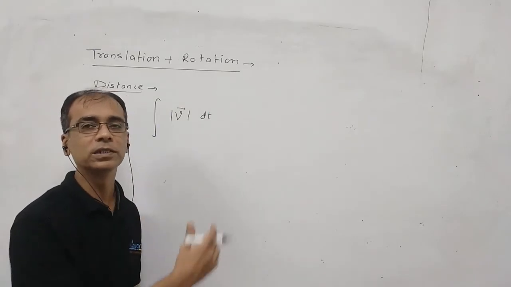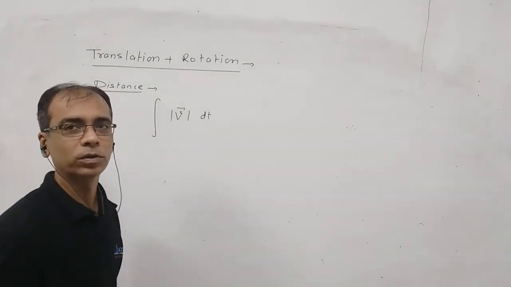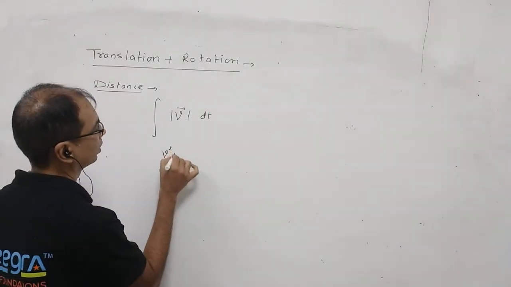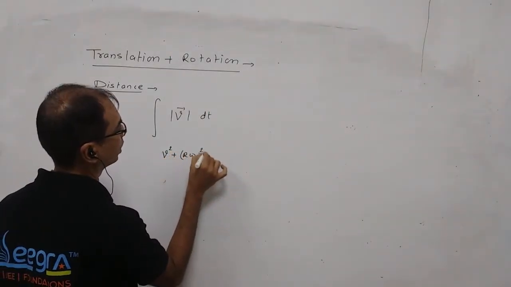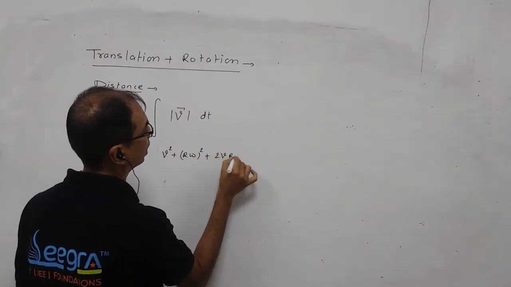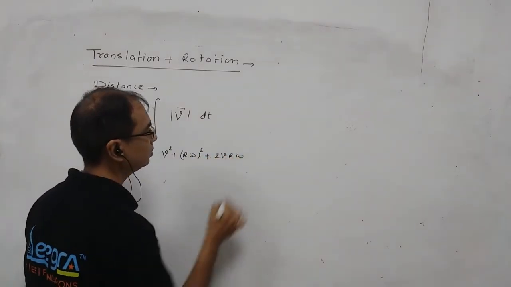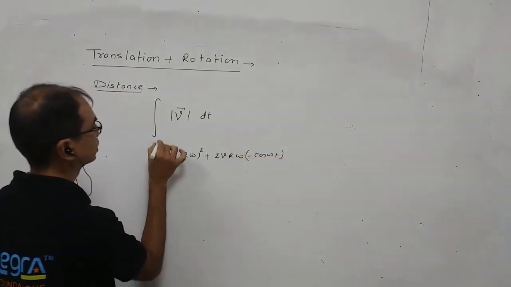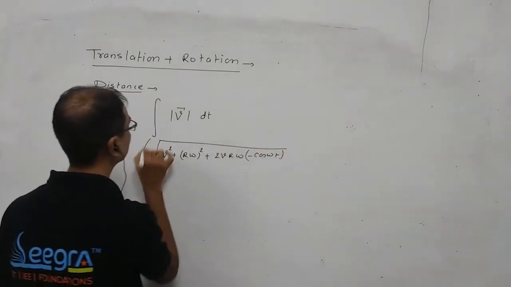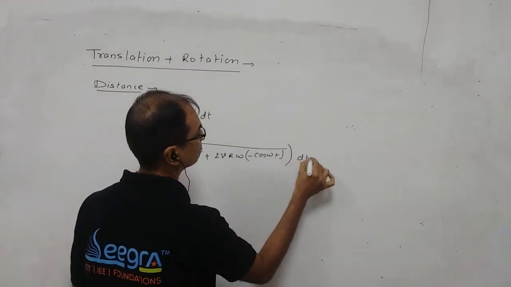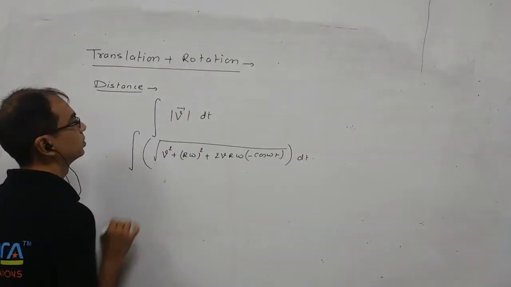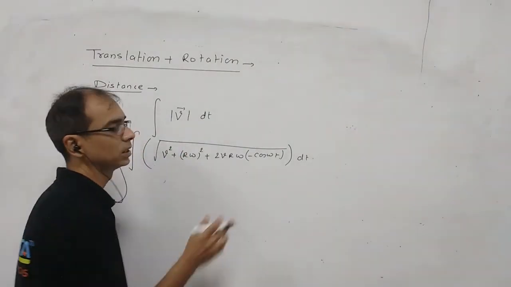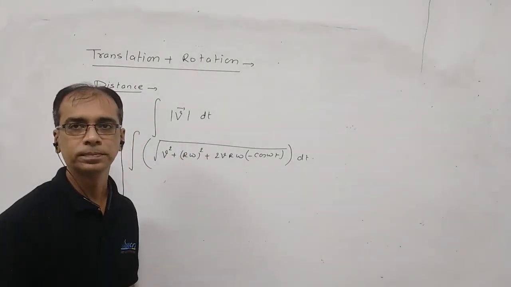If it's a wheel case, I just recollected what we have written a little while ago over here. It was something like V square plus R omega whole square plus 2vR omega minus cos omega t. This was the magnitude. This dt is basically the distance, and what I have written over here, the magnitude of velocity, that is the speed.